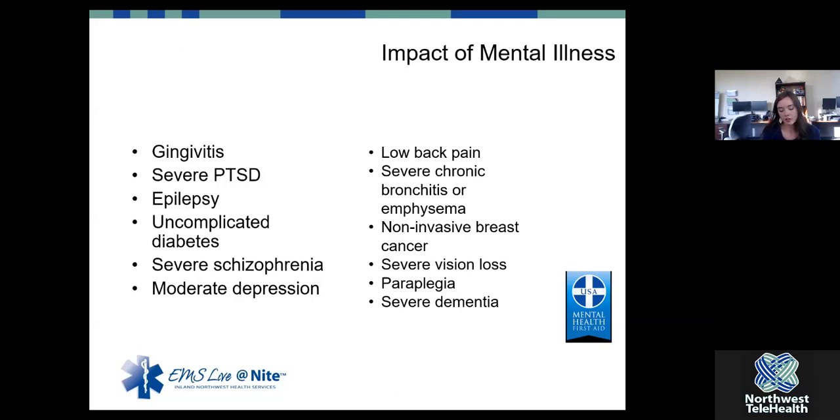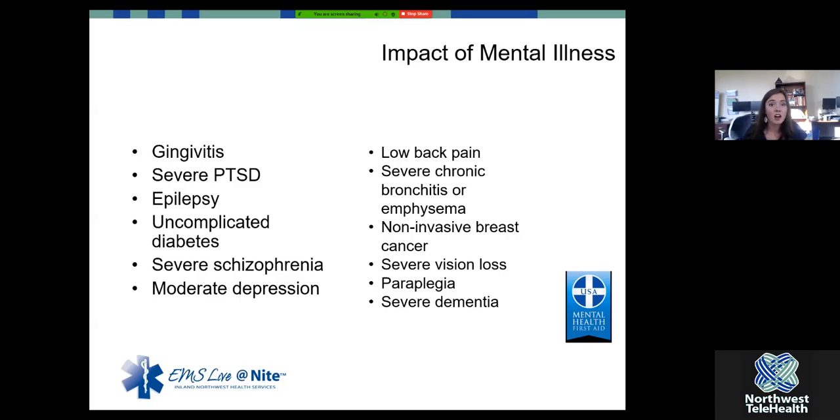Epilepsy, non-invasive breast cancer, moderate depression, severe asthma, severe vision loss, severe post-traumatic stress syndrome, paraplegia, severe chronic bronchitis or emphysema, severe depression, severe schizophrenia, or severe dementia. So that was the order there.